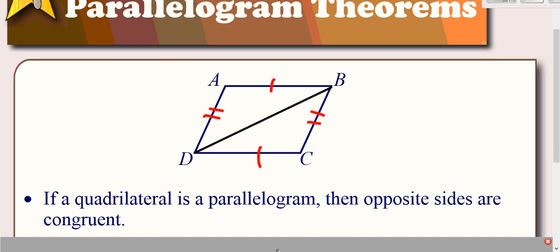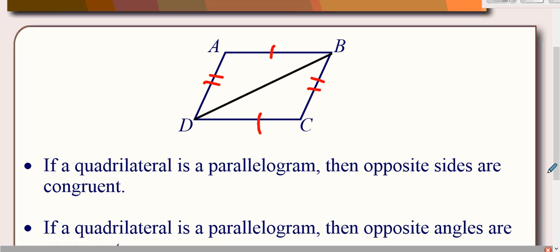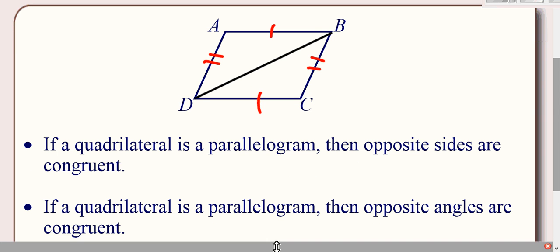We also get opposite angles are congruent. Really for the same exact reason. Angle A right here is going to correspond with angle C. They're opposite each other. And if we drew in the other diagonal, split up the triangles the other way, we'd still get congruent triangles, and we would get those angles are congruent because they're corresponding. So opposite angles are congruent.